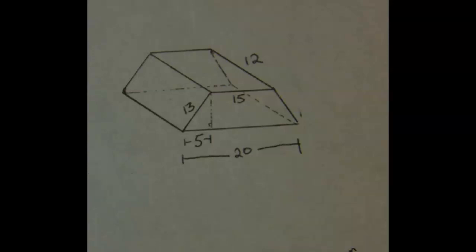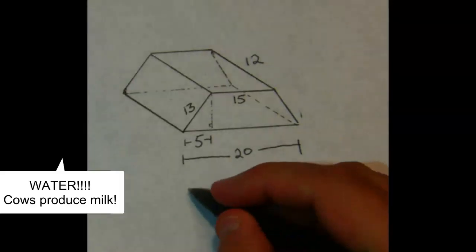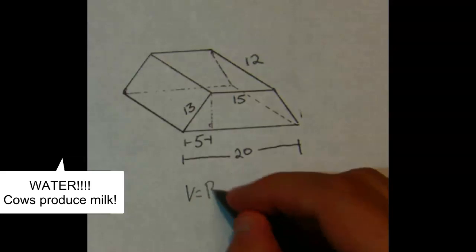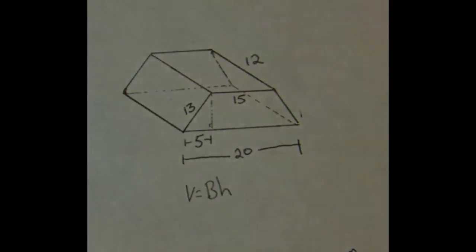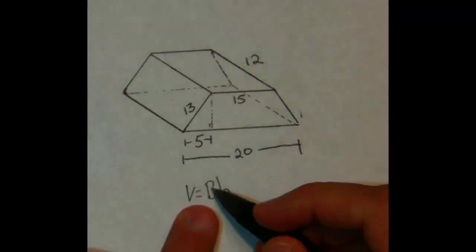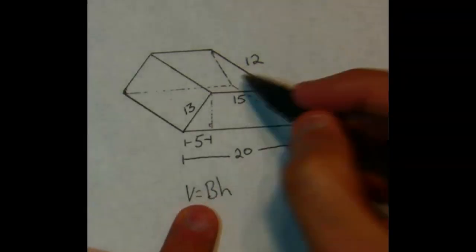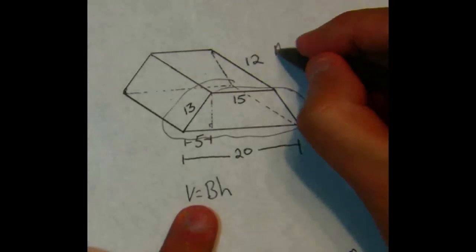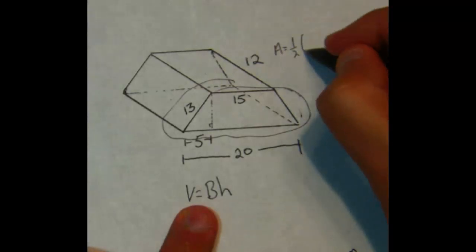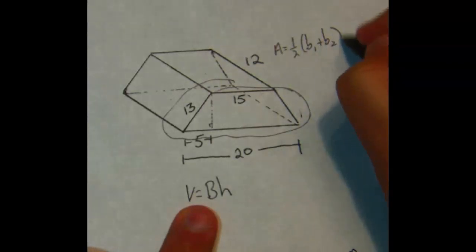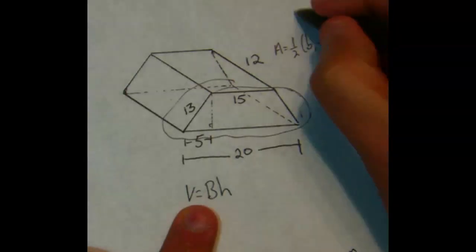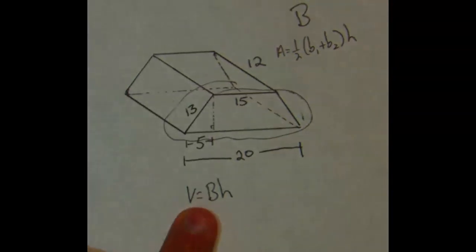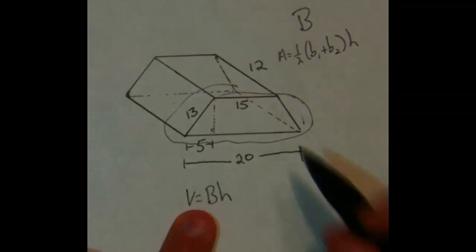And so we use the same formula, V equals base times height. Big B times H. Now, the minority shape is the trapezoid. So here's our trapezoid. Now let's remember, what was the formula for a trapezoid again? It is 1/2 B1 plus B2 times H. So this is what we're looking for. We're looking for big B, the base.